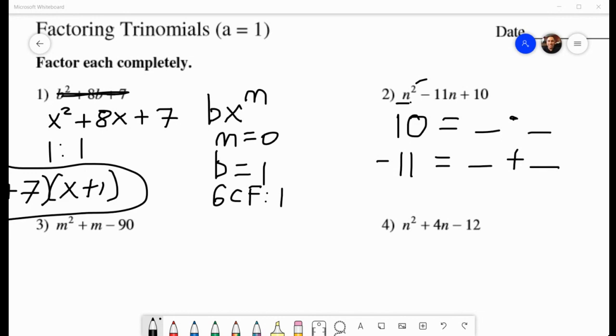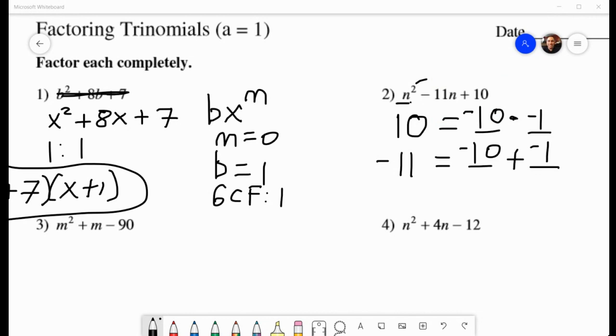Okay, well, what two numbers are going to pull that off, though? How about 10 and 1? Is that going to work? No, it's not going to work, right? Because we want the sum to be negative 11, not 11. So what we can do, however, is negate everything.